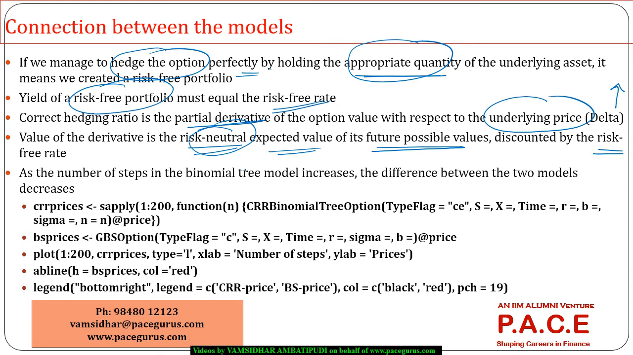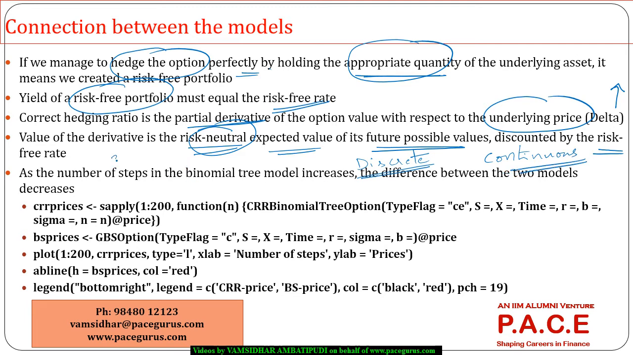So what are the differences? Why is that the numbers are different in both the models? Now this is where the binomial tree assumes a discrete intervals of time the price changes, whereas the Black-Scholes model assumes that the price changes in continuous point in time. That's the major difference in the assumption between the two.